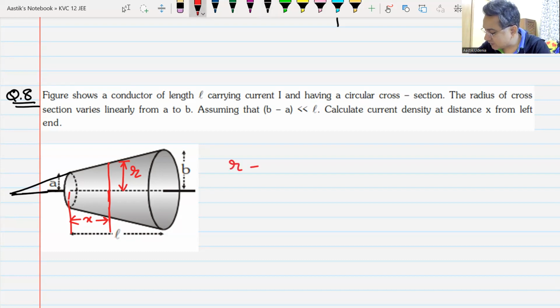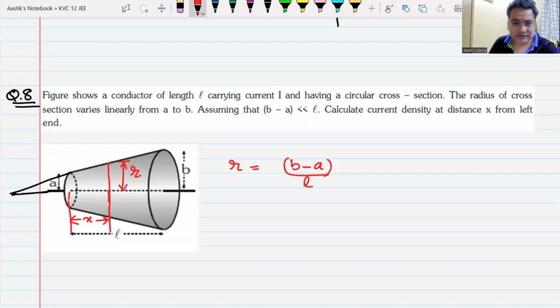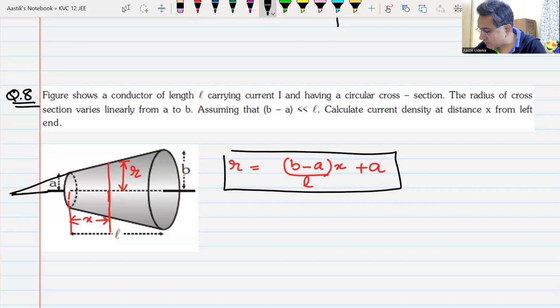Anyways, in any case, r, the radius at this point, will be equal to, from A to B, the length is L, so the change in radius is B minus A. So change in radius per unit length is (B minus A) by L, multiplied by x. That will be the change in radius. You add it with A and you will get your radius at a distance x. You must remember this. This is a very simple technique of finding out. This has got nothing to do with physics, beta. This is purely a technique of maths. This is the radius at this point.